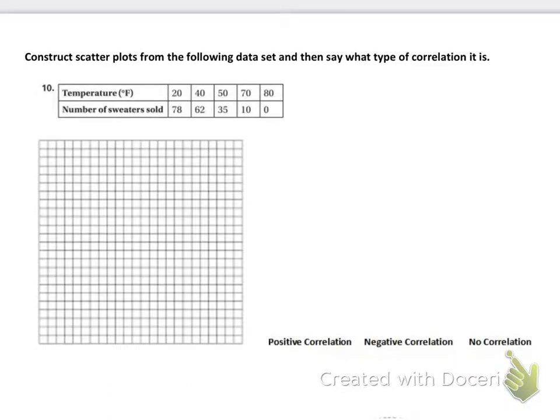So the scatter plot, what we need to do is, the top one's going to be my X, this is going to be my Y. So the bottom is going to be temp, and then the side is going to be sweaters.